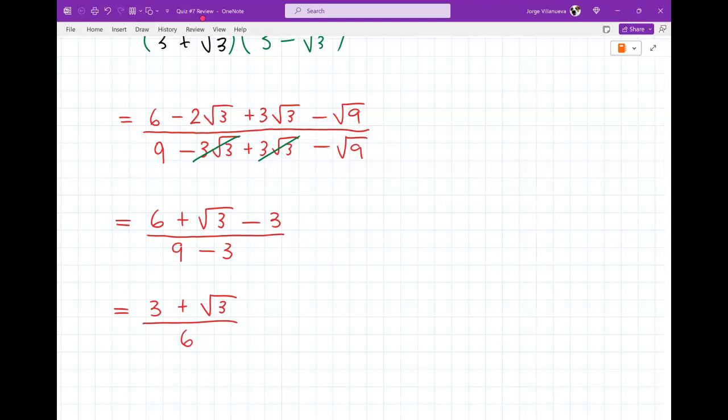I'm okay if you guys leave your answer like this. I actually would prefer it. If you want to write it as half plus 1/6 radical 3, you can. You can split it up into two fractions, but again, it's not necessary. It's not going to help the problem any. So just leave it there. Okay?